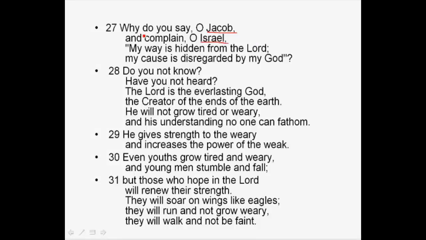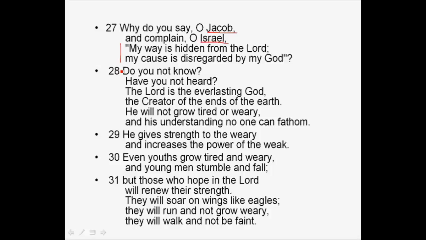We talked about this in class. This tension, this kind of upsetness that is almost stereotypical of ancient Hebrew religion, and to some extent almost stereotypical of Judaism, for there to be almost always just a little tinge of upsetness and disappointment. "Why do you complain to God," the prophet says, "that my way is hidden from the Lord, and my cause is disregarded by my God?" In other words, why is God ignoring me? Why isn't God paying attention to me? Why do you complain to God that he's not paying attention to you?